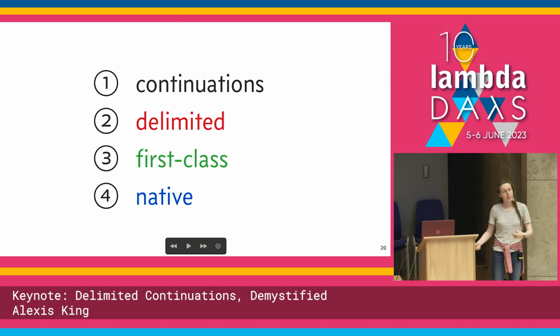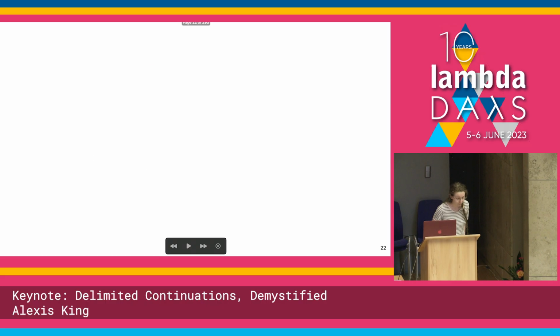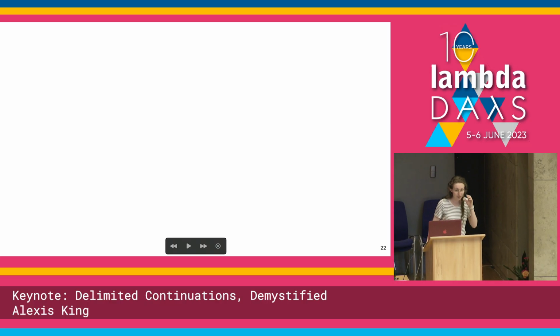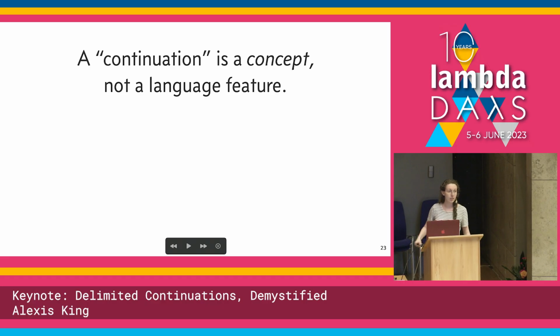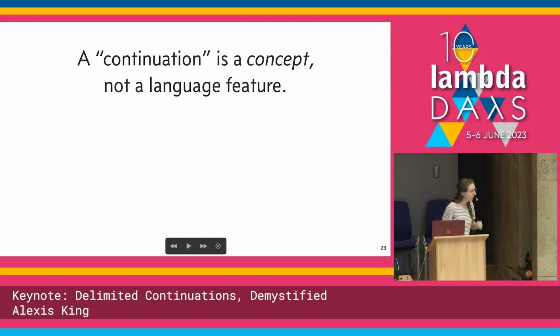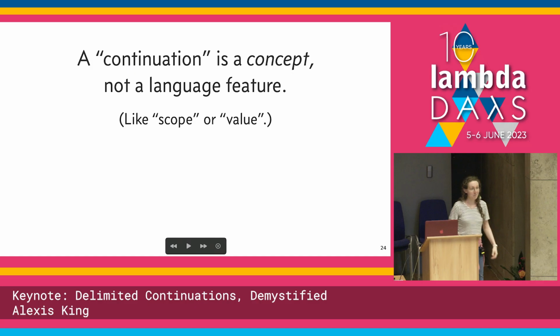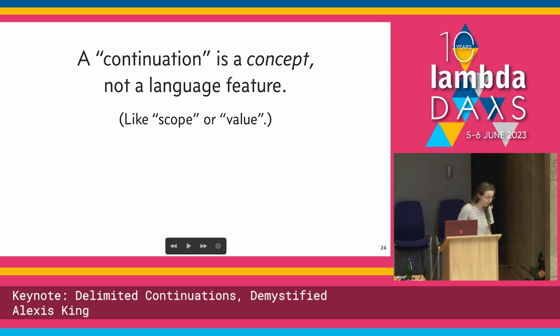But we need to start with the noun here, continuations, since again, I imagine most people don't even know what those are. So I want to start by dispelling a few misconceptions. The first of which is that delimited continuations are a language feature. In fact, in their simplest form, a continuation is really just a concept. And this is fairly abstract. So words that I can compare to would be things like scope or value. We wouldn't say that a language having values is a feature. Pretty much every language has values, but value describes a particular aspect of a programming language, and we can use that to talk about it.